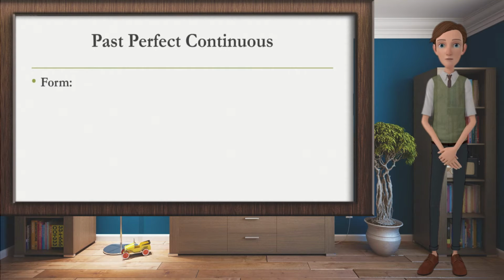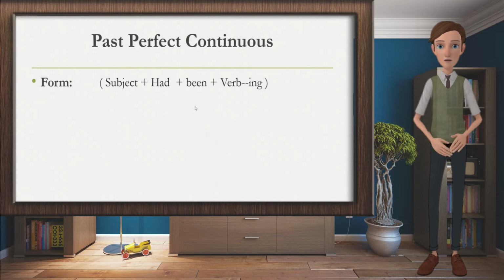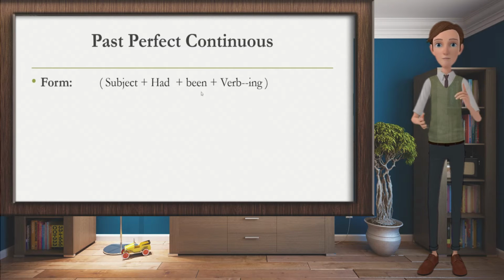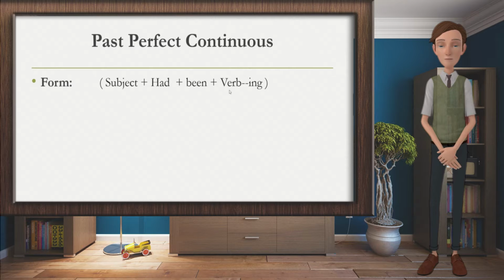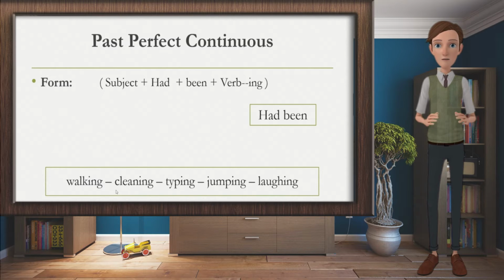The form of the past perfect continuous. We form the past perfect continuous using had plus been plus verb with ing. So we use had been with all the subjects plus verb with ing.